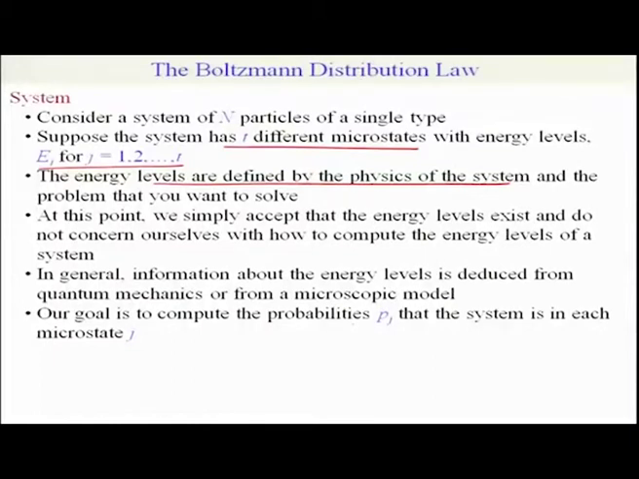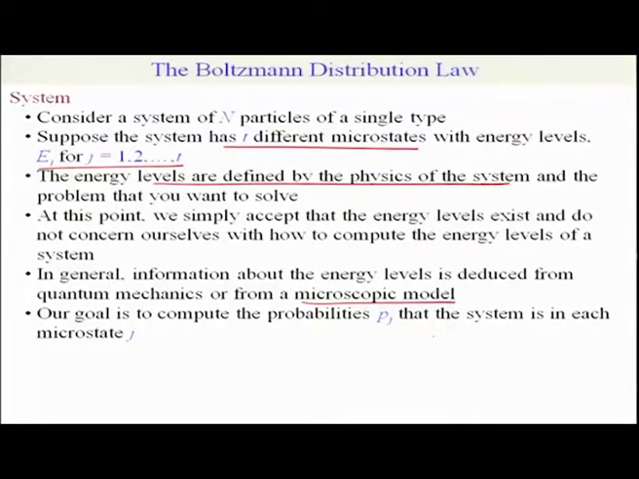In general, information about the energy levels is deduced from quantum mechanics or from a macroscopic model. Quantum mechanics means you are doing a very detailed solution of Schrodinger equations to get the energy levels, or a simple model could be Hartree-Fock and other models, which we will get a feeling for in the later part of this course.